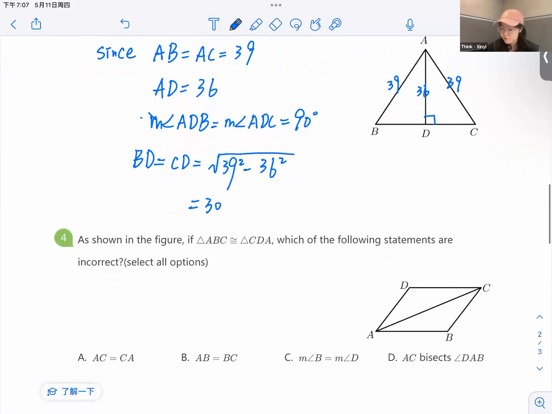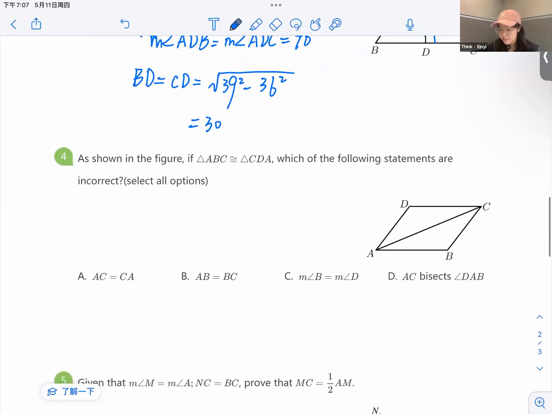Okay, then let's see question 4. As shown in the figure, if triangle ABC is congruent to triangle CDA, which of the following statements are incorrect? We need to select all the options, okay? So for AC equals CA, that's totally correct.